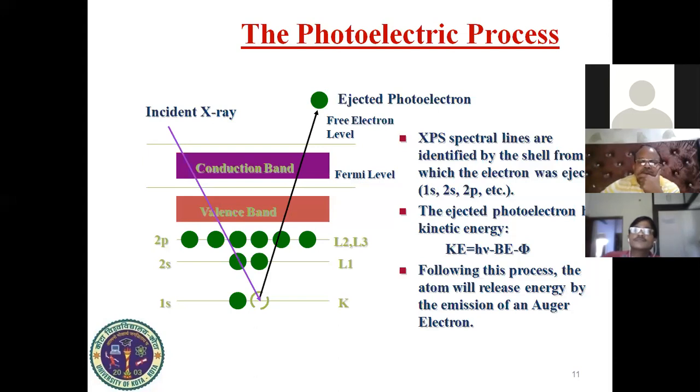The ejected photoelectron has kinetic energy, which can be derived by subtracting the binding energy required for the electron as well as the work function of the spectrometer material. Following this process, the atom will release energy by emission of an Auger electron, which I have already discussed: the 2p electron is going to occupy the position left by the 1s electron, and an X-ray photon is generated. That X-ray photon is absorbed by a neighbor electron, which is emitted, and this is termed an Auger electron.